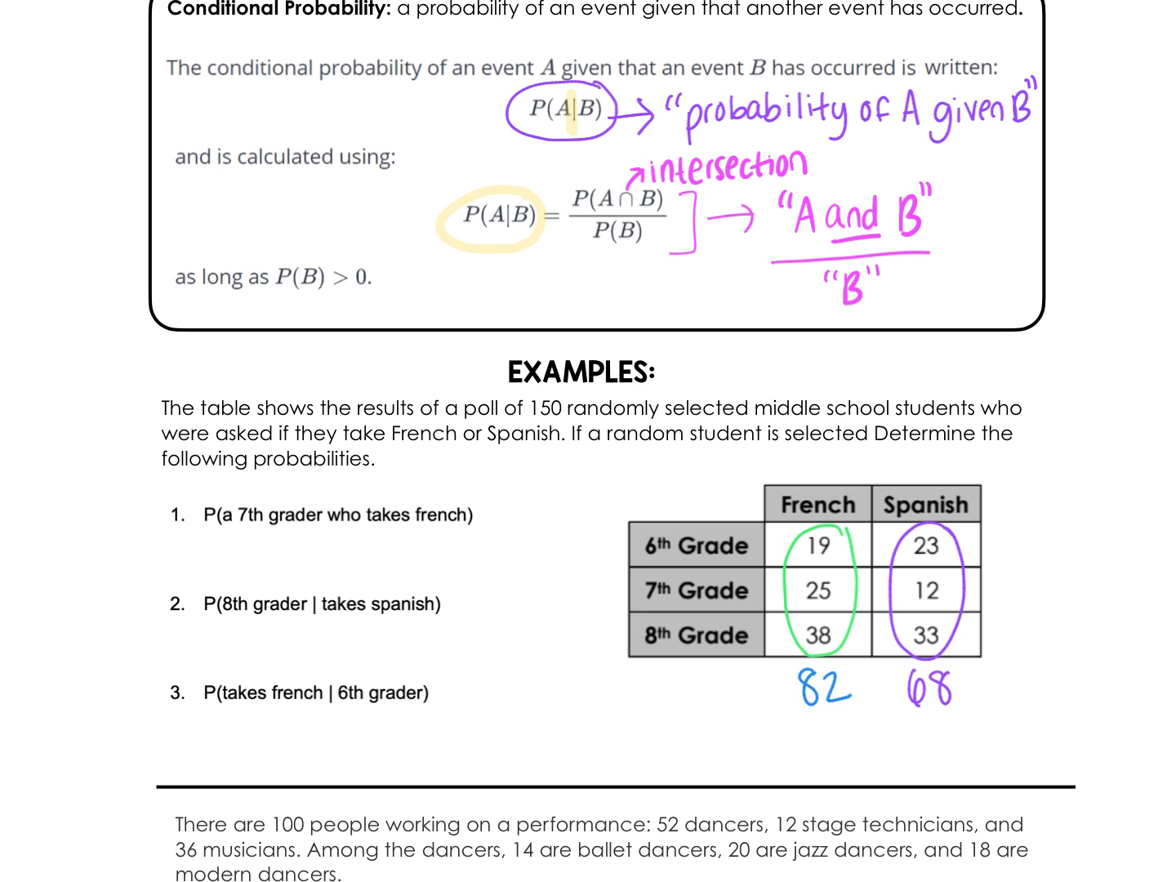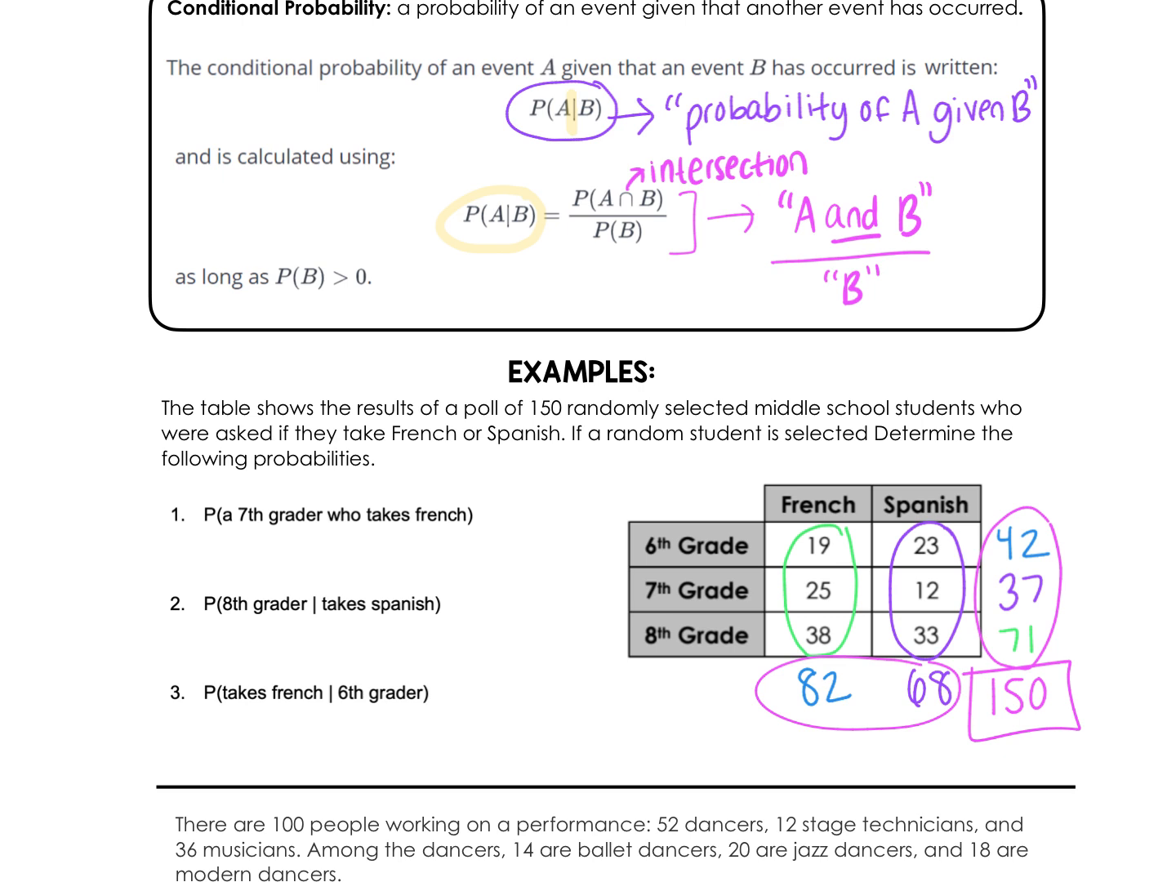So the 6th graders add to 42 when you take 19 plus 23. The 7th graders add to 37. And then the 8th graders are going to add to 71. So whether we total horizontally, take these two numbers and add them together, or vertically, we should get the same total of 150. So it's 150 total students.